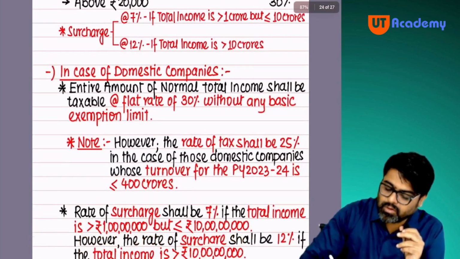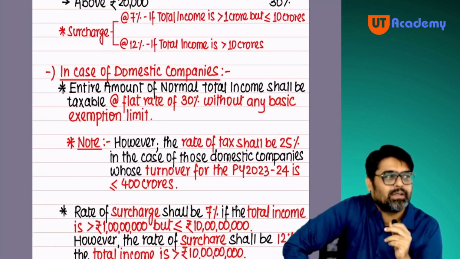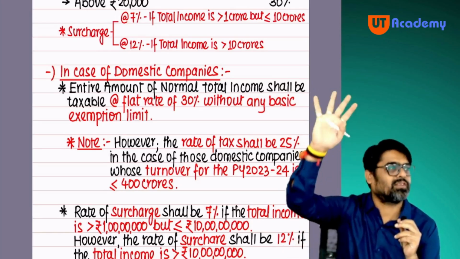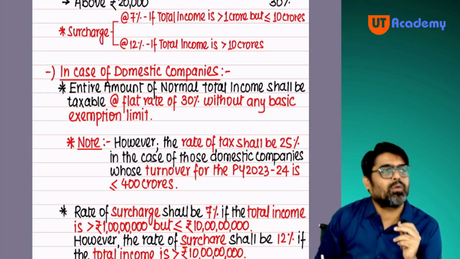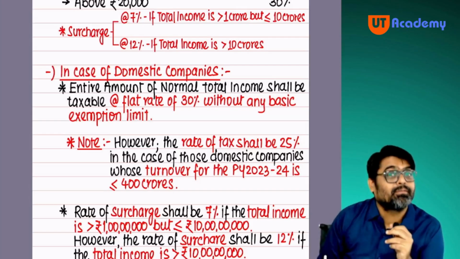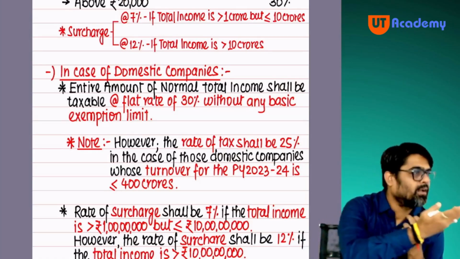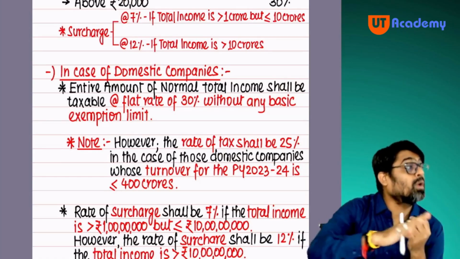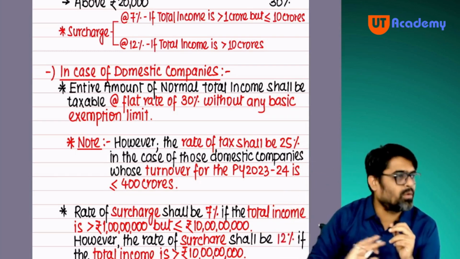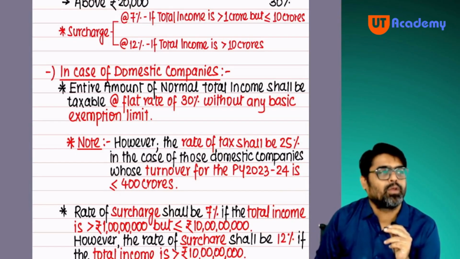Let's go to other tax rates. Now we will talk about companies. Only one person is remaining. 4 plus 2, 6 is done. Only companies are remaining. Are you a domestic company? On your normal total income, how much tax will you pay? On special income, everyone has to pay the same rate of tax. But on normal total income, normally 30% flat. No basic exemption limit, nothing. Flat 30%.